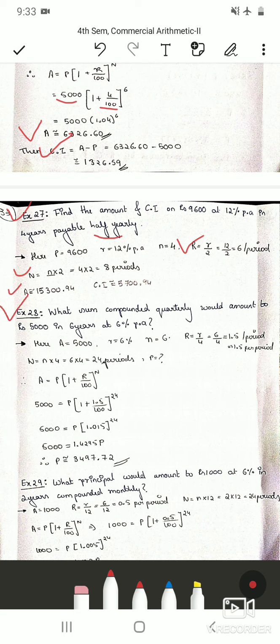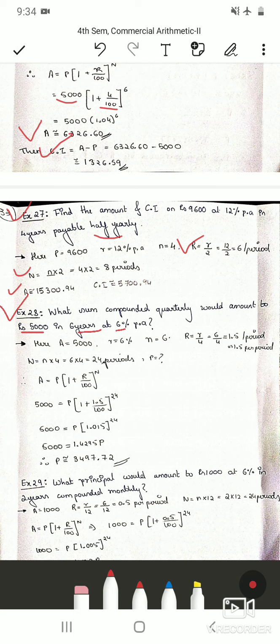So the 28th problem is what sum compounded quarterly would amount to rupees 5,000 in 6 years at 6% per annum. So here in the question, two things are pretty straightforward. First one is they have given what sum. So here principal is unknown and then they have given compounded quarterly. So this is known, it is from effective rate of interest. So would amount to rupees 5,000. So here amount is 5,000, small n is 6 and R is again 6% per annum.